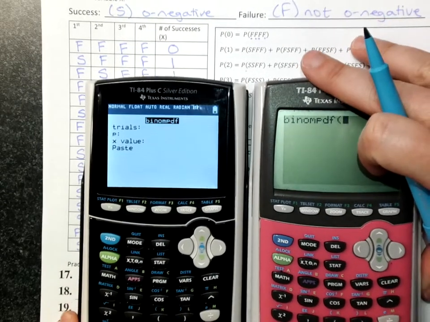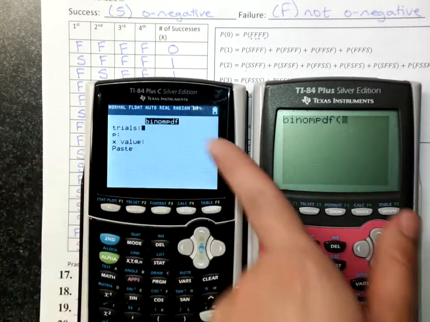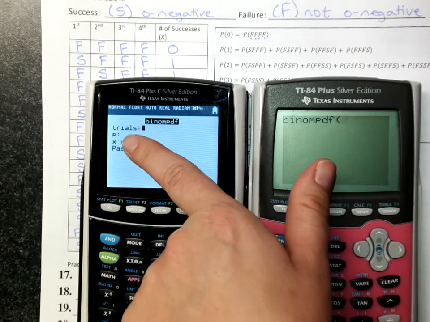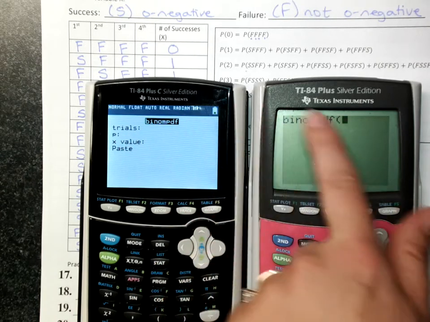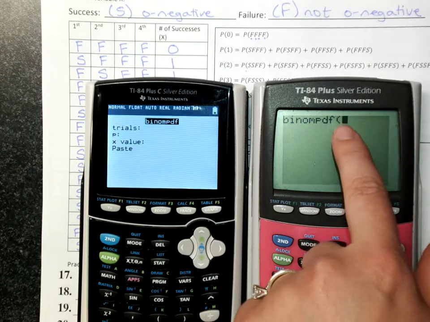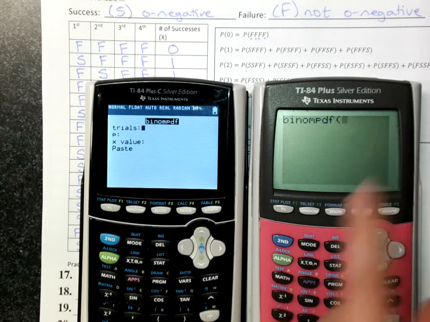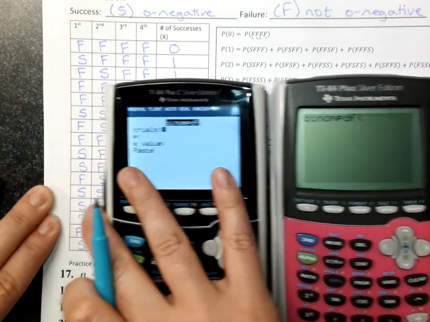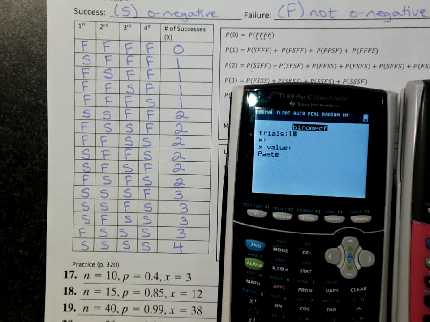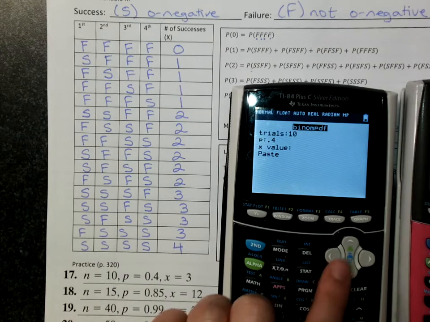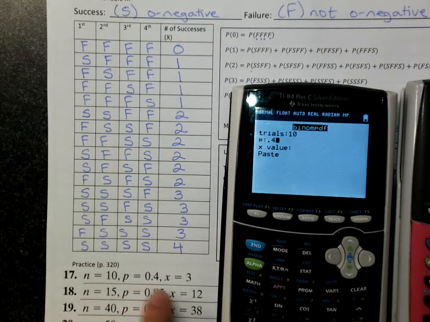Hopefully the glare is not too bad. On the newer calculators, it asks for the number of trials, the probability, and the x value. On the old calculators, you have to remember that order. So for example 17, our number of trials is 10. Our probability of success is 0.4, or you can type in .4, that works too. And our target value is 3.